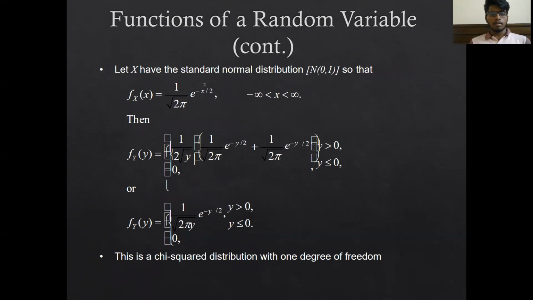Let X have the standard normal distribution N(0,1), so that f_X of x equals 1 by root 2 pi e power minus x square by 2, minus infinity less than x less than infinity. Then f_Y of y equals 1 by 2 root y times 1 by root 2 pi e power minus y by 2 plus 1 by root 2 pi e power minus y by 2, that is, f_Y of y equals 1 by root 2 pi y e power minus y by 2 for y greater than 0, and 0 for y less than or equal to 0. This is a chi-square distribution with 1 degree of freedom.